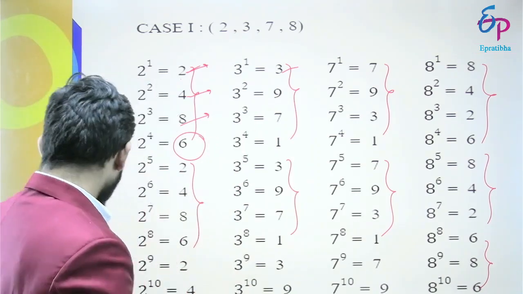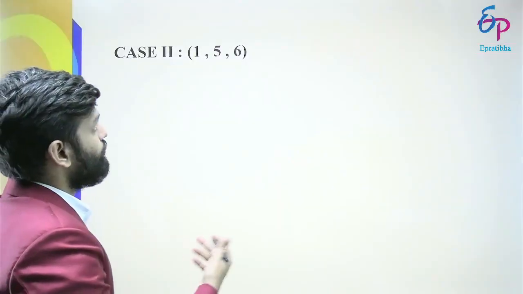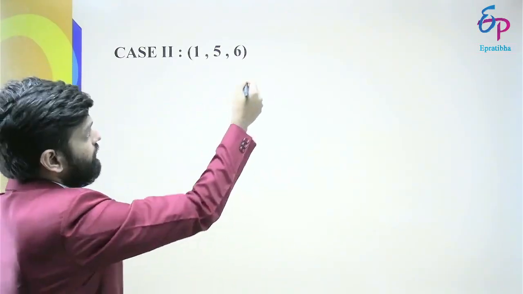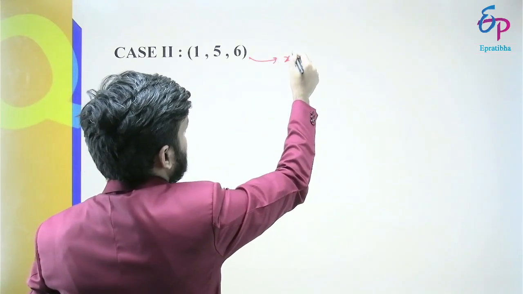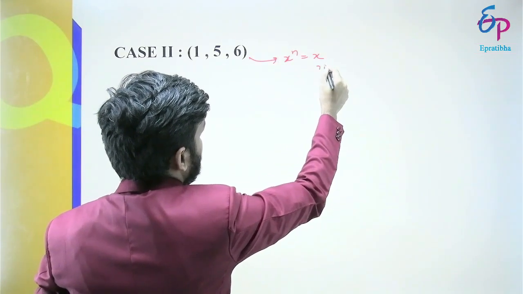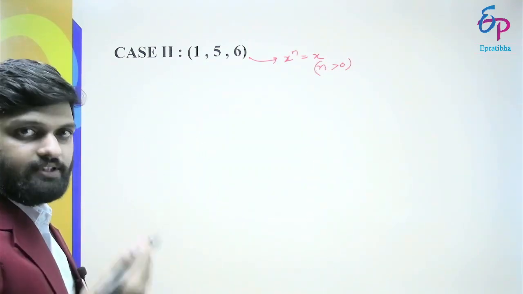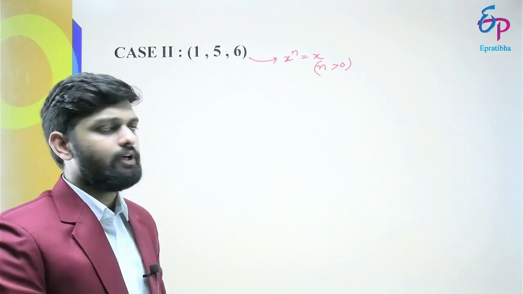Moving on, case 2 is 1, 5, 6. They will follow the same pattern. I will call this one x power n is equal to x, provided that n is greater than 0. So what is the meaning of that? We'll see. This is very easy. Case 2 is very easy.